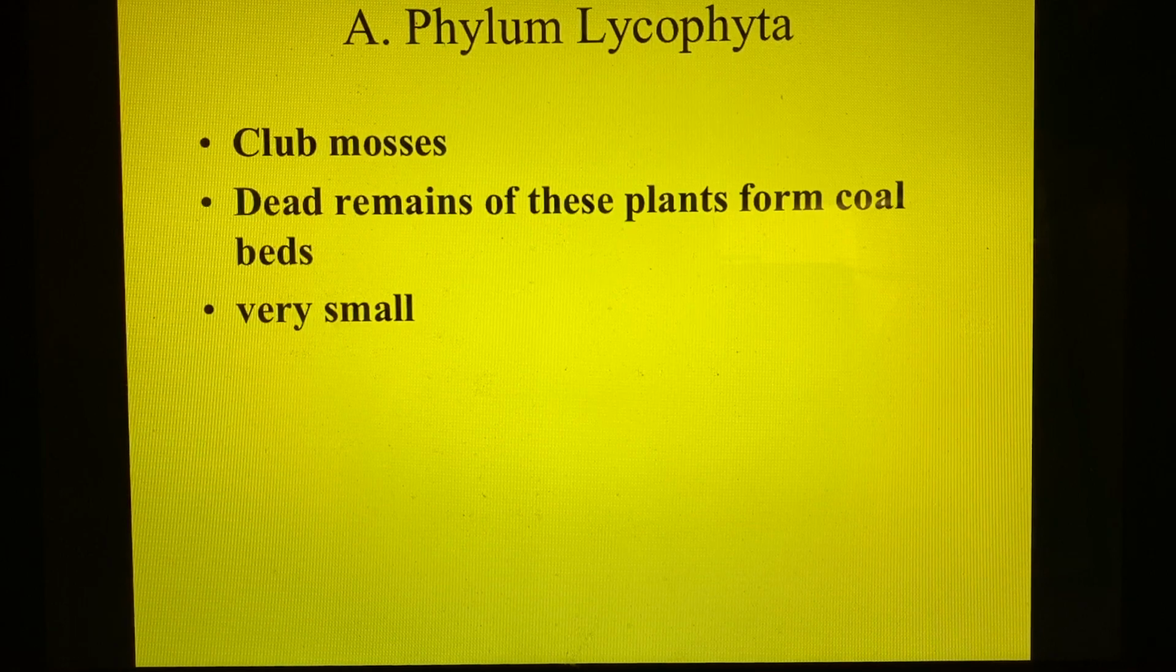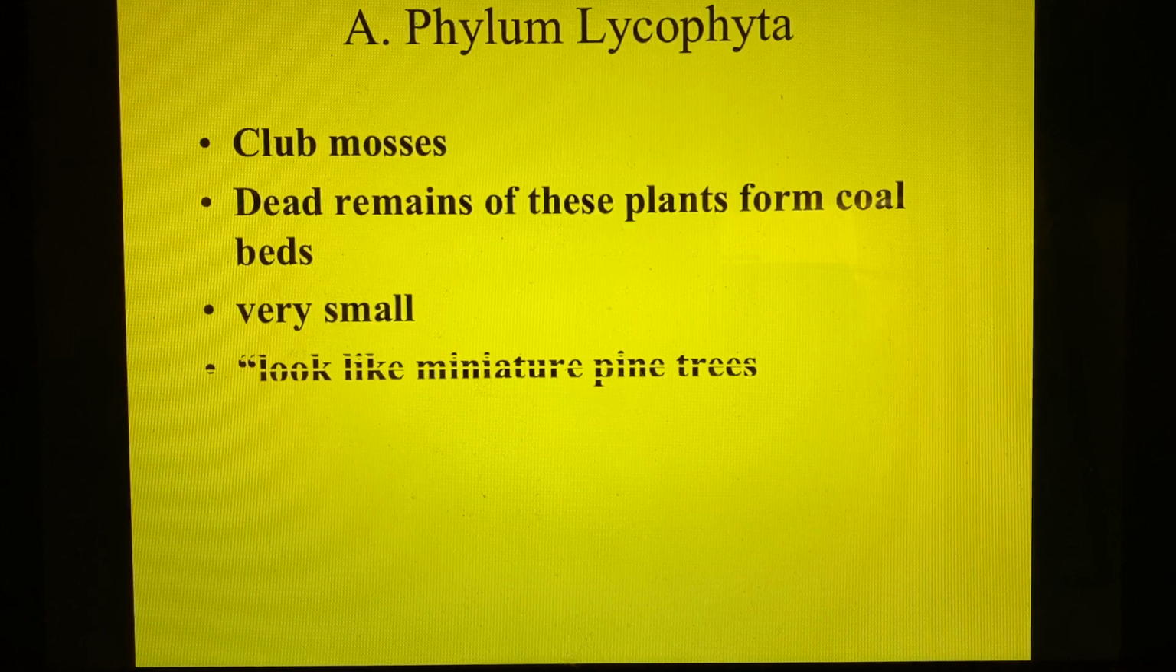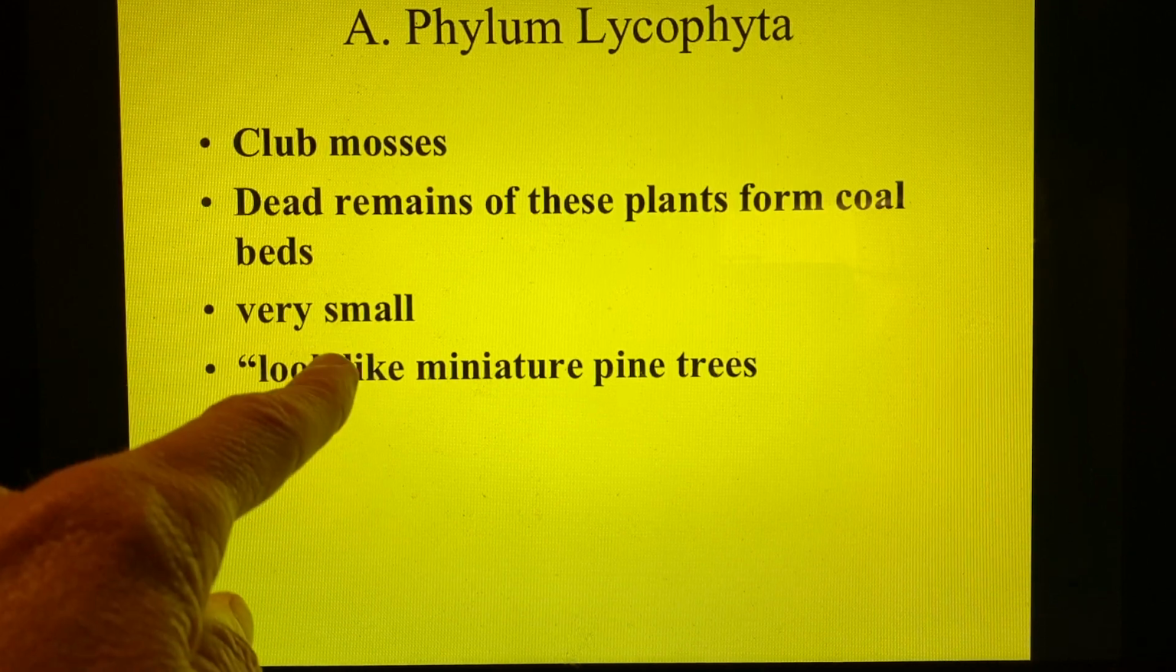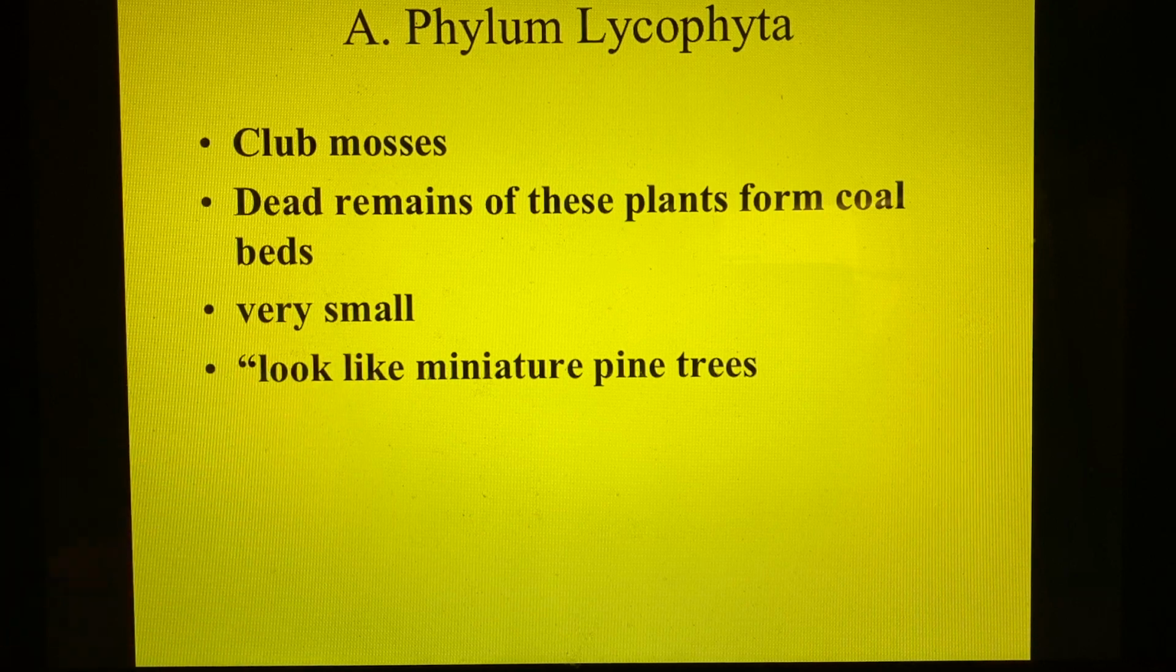They are very, very small. Now, they used to be gigantic, but now they're very, very small. They look like miniature pine trees. Put the quote in there if you're taking notes. They're not pine trees. Those are actually gymnosperms and higher plants.